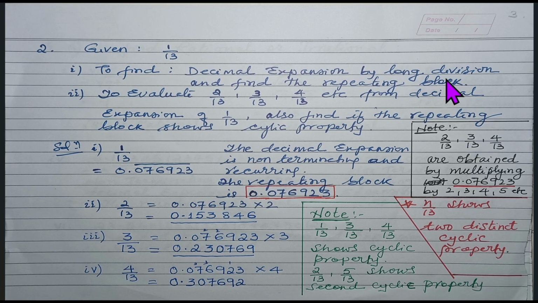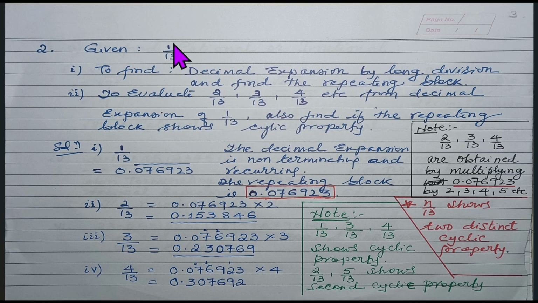Okay, we have to find the repeating block and then evaluate further 2 by 13, 3 by 13, 4 by 13. Therefore we have to find out the decimal expansion of 1 by 13 and also find out the repeating block and whether it exhibits a cyclic property or not. So let us understand, it has got many parts in it. Let us go one by one.